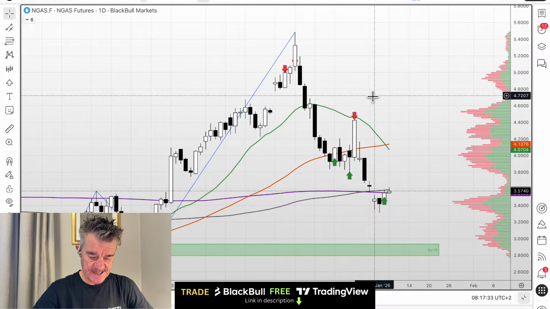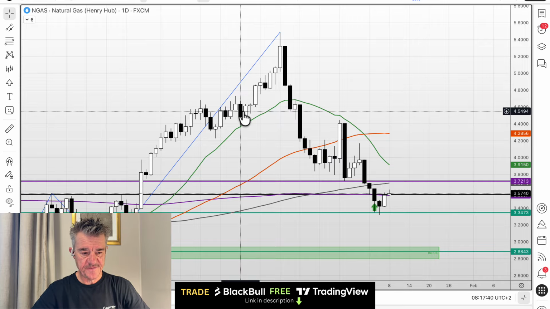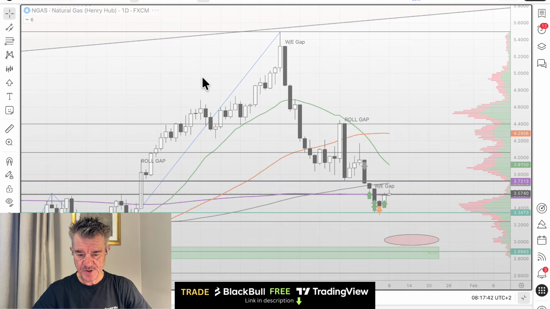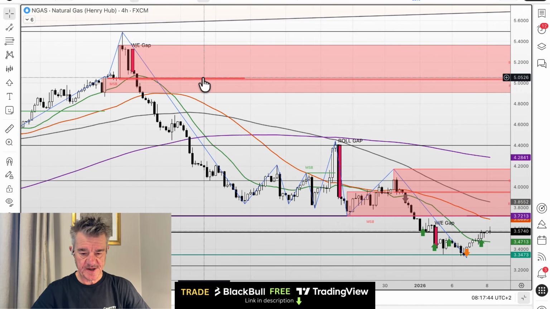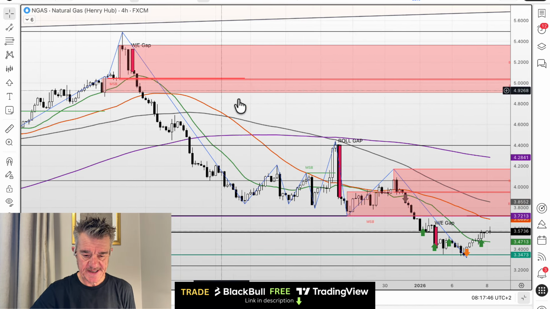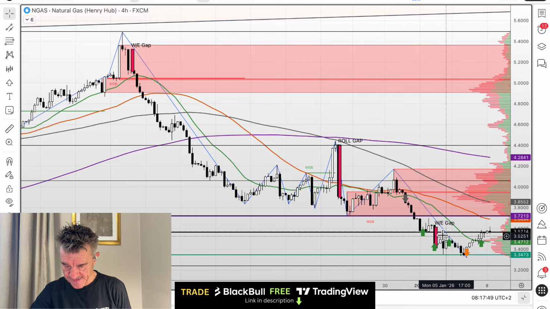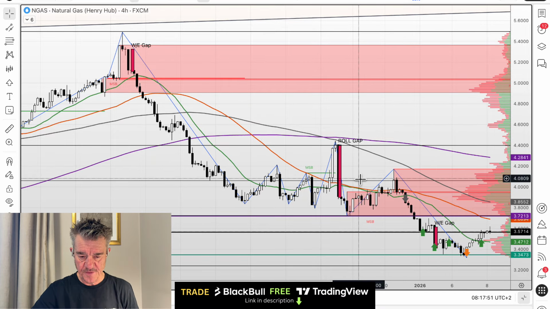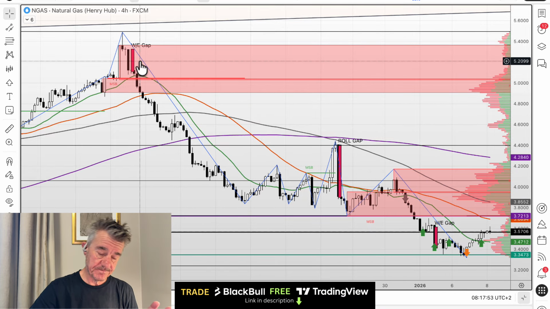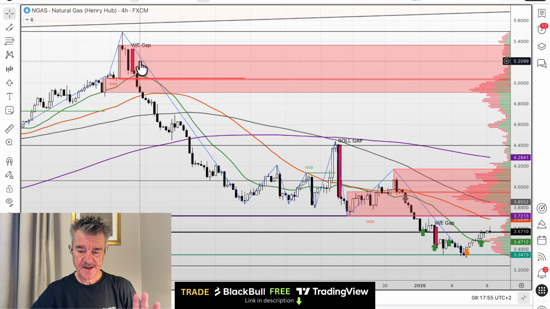Let's go across to the FXCM chart. This is the chart that we've been trading off, and I'm going to switch back to the 4-hour for this purpose and show you where those gaps are. I've highlighted them in red. There's a weekend gap, rollover gap, weekend gap. We've now closed the first weekend gap. We've got a rollover gap above us still, and a very significant weekend gap, actually way above $5. And I think we may have to retest that because it is a weekend gap and not a contract roll.